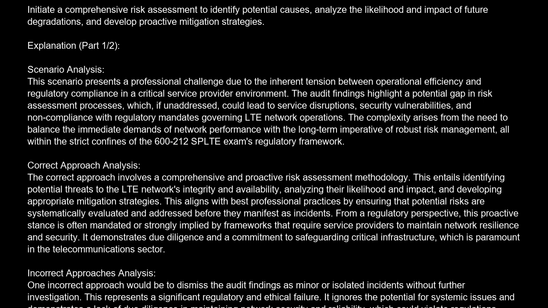Incorrect approaches analysis. One incorrect approach would be to dismiss the audit findings as minor or isolated incidents without further investigation. This represents a significant regulatory and ethical failure. It ignores the potential for systemic issues and demonstrates a lack of due diligence in maintaining network security and reliability, which could violate regulations requiring ongoing risk management.